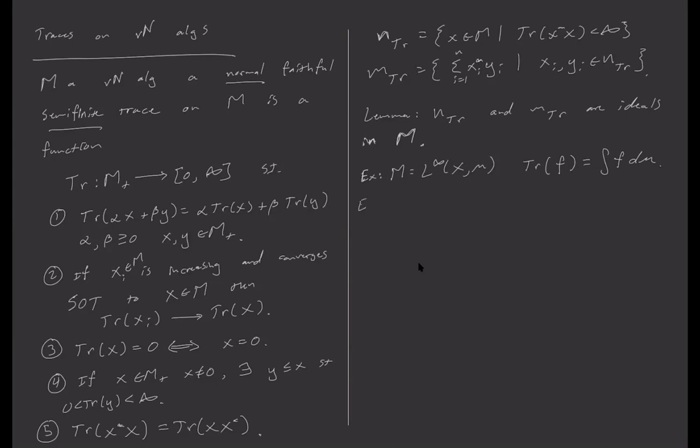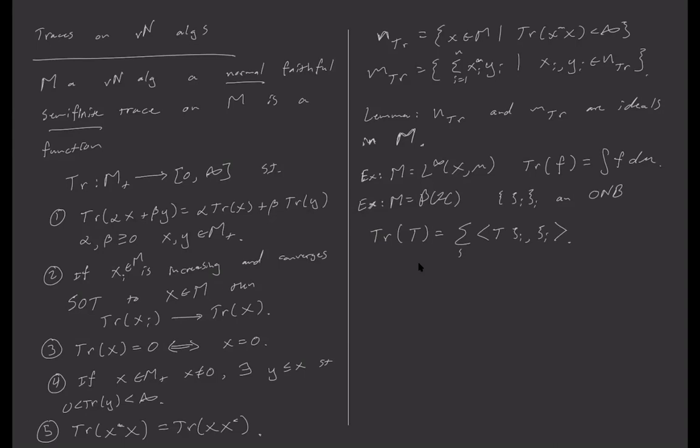The other canonical example is if you have M to be the bounded operators on a Hilbert space, B of H. Then you can define the trace as the usual trace of matrices. If you have xi_i, an orthonormal basis for the Hilbert space, then we define the trace of a positive operator T as the sum over all i of the inner product of T xi_i with xi_i. Think of matrices: if xi_i are the standard basis vectors, this is just summing the diagonal, which is the usual trace you've seen for matrices. So this is a natural trace.